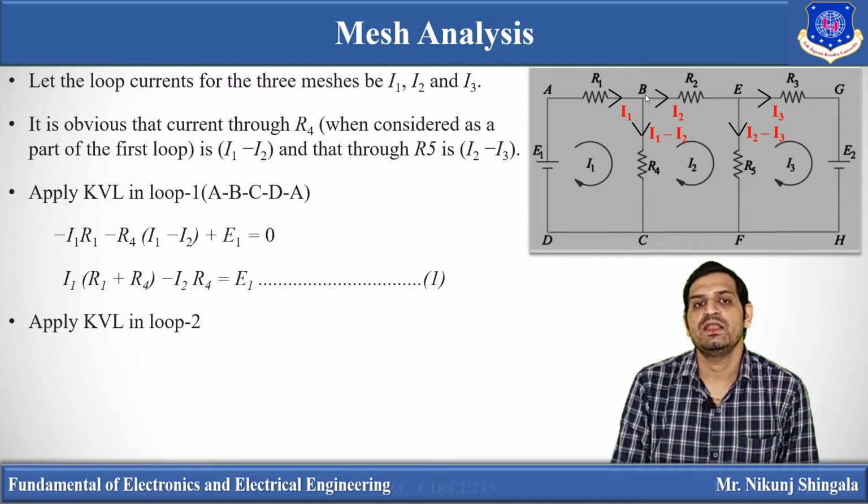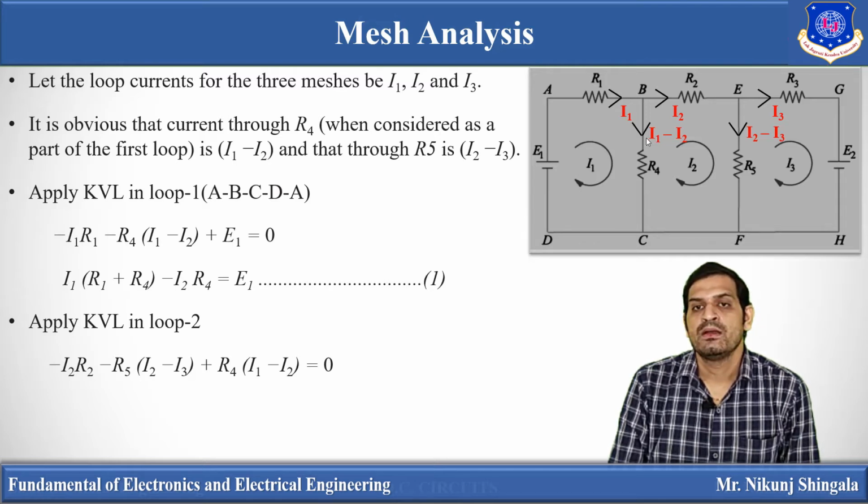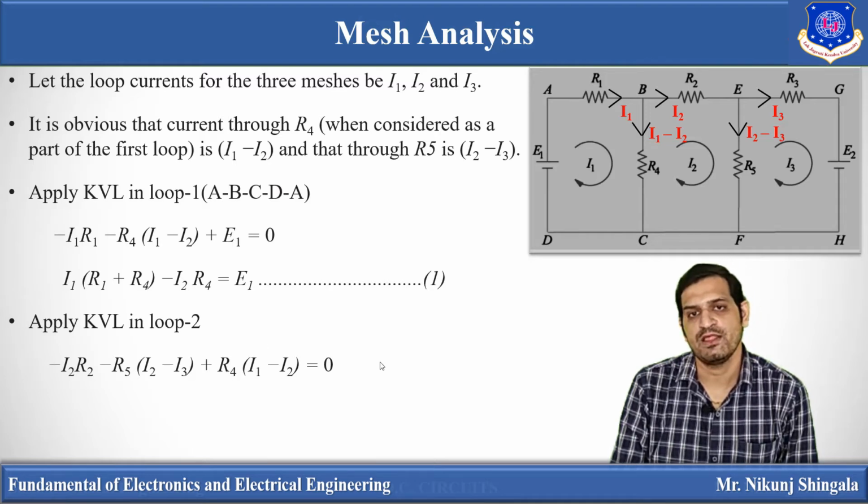The next one, applying KVL in the second loop, that is B, E, F, C, B. Now we are traveling in the same direction of the current, so minus I2 R2 will be there. Then for R5 we are traveling in the direction of I2 minus I3, so minus R5 in bracket I2 minus I3. Now here, we are encountering the negative terminal first of the I1 minus I2 current, so it will be plus R4 in bracket I1 minus I2, because the current is entering here, so it will be plus, and we are coming from this direction, so the minus sign will be first.